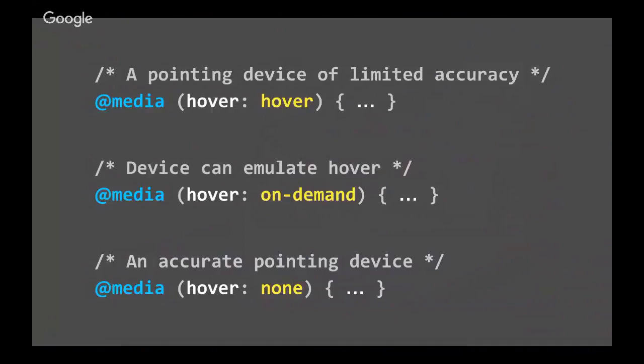Hover capability is also determined by the device's primary input mechanism. So you have hover, which is a pointing device of limited accuracy, on demand. So a device can emulate hover, and none, so there's no hover capability. And just to tie back to Cordelia, as a rule, I don't like interfaces that utilize hover to expose functionality. It's a throwback from a desktop and mouse-centric era, and in addition to issues with discoverability, it's also problematic for people with motor control issues, to say nothing of technological literacy concerns.